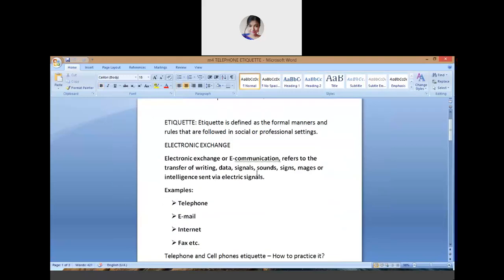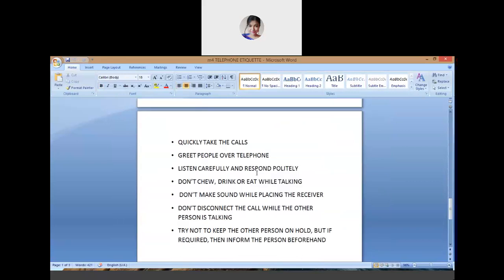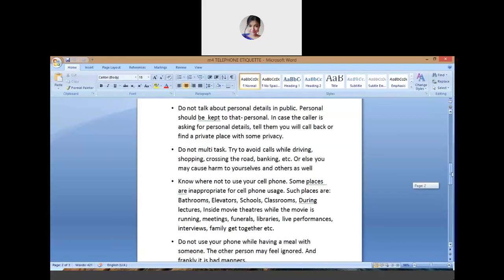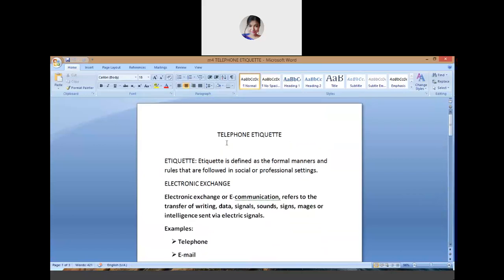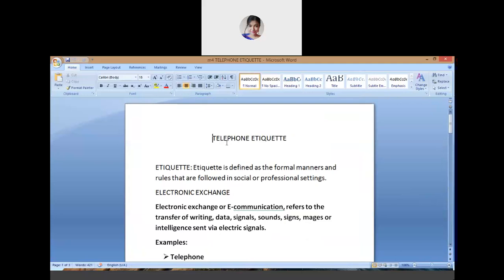Okay. So I had already told you that I would also be explaining telephone etiquette. So let me quickly explain this particular topic as well. Now, etiquette is defined as the formal manners and rules that are followed in a social or professional setting. Etiquette is a particular way of behaving in a social setting, in a professional setting. These are the rules and regulations that we must follow when we are in a public place, in a professional setting, or in a formal setting. Okay, that's what etiquette is. Rules and regulations are a certain kind of behavior that must be followed in a social or professional setting or in a public place.